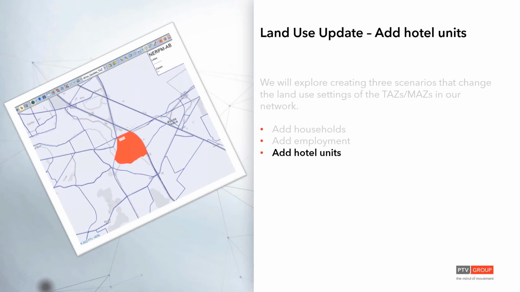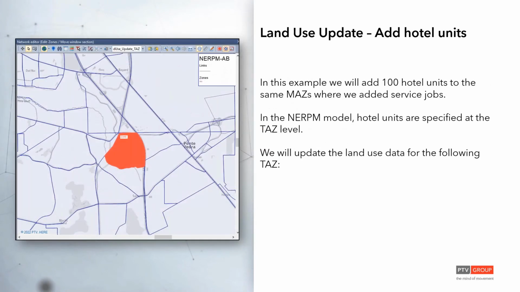But that's the normal workflow, that you would make changes and then compare the network to the base here, and then review it and then finalize it. So in this example, we'll add 100 hotel units. So we added employment to the two MAZs, service employment. So maybe some of this would lead to additional hotel units in that MAZ.